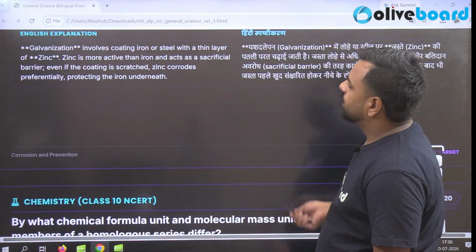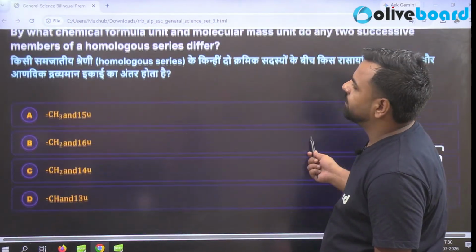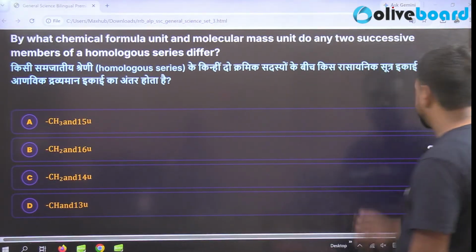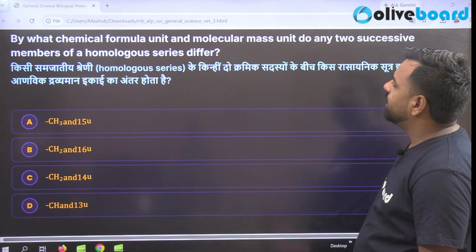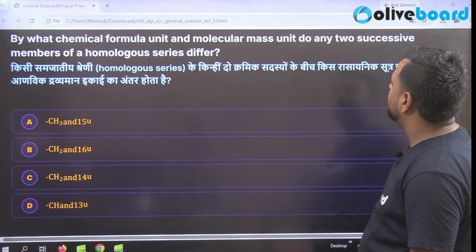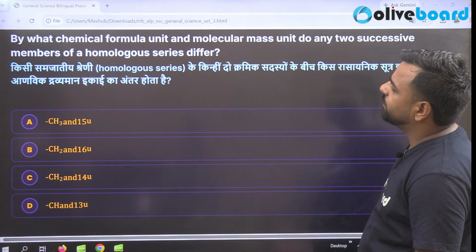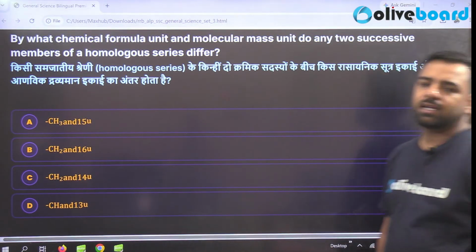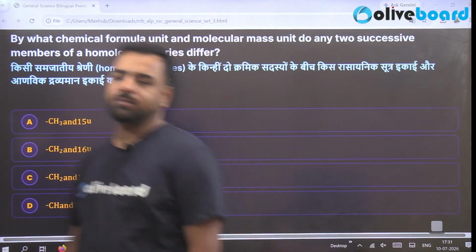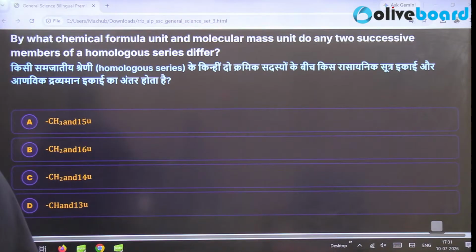Next is again from chemistry. Okay. The question is, by what chemical formula unit and molecular mass unit do any two successive members of a homologous series differ? So you have the question here, and let me see who can answer this part, because I think you can at least answer this section, because this is an important one. What do you think is the correct answer?